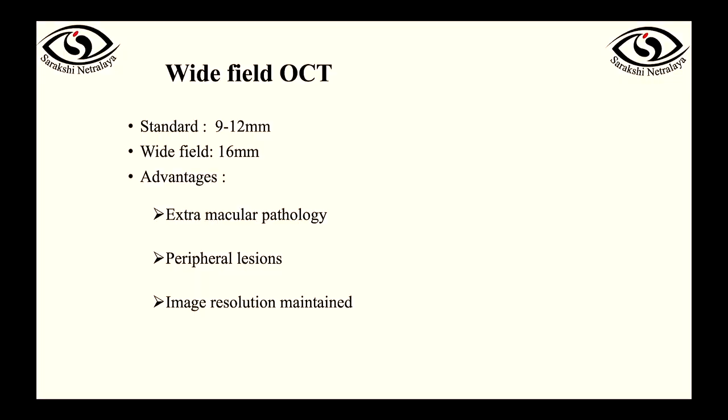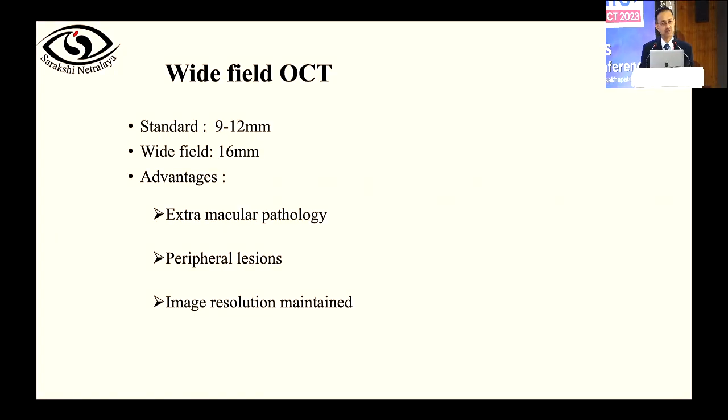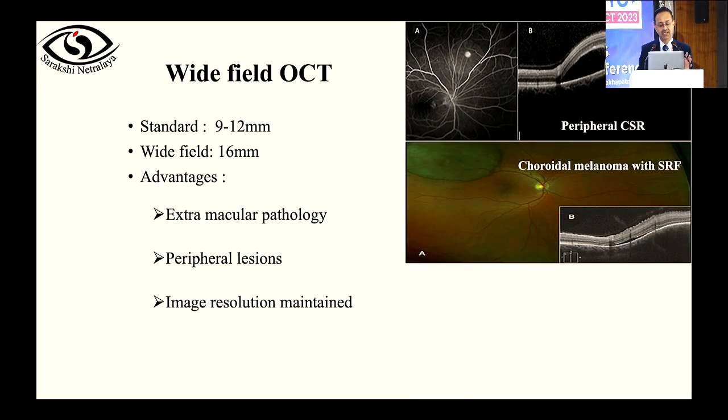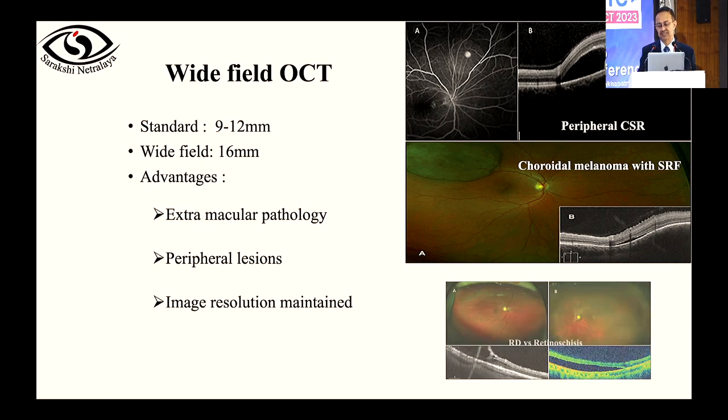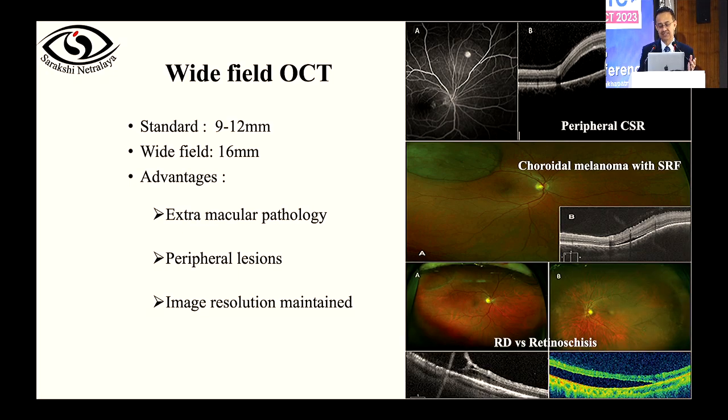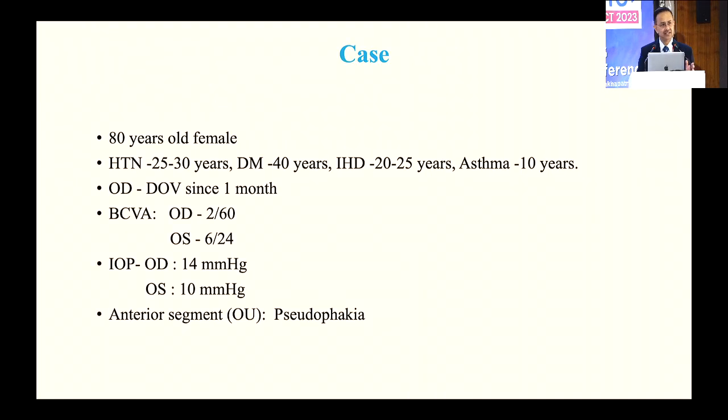Let's see, a standard OCT is about 9 to 12 millimeter. In a wide field, you get a width of about 16 millimeter slab. And so it can help you in picking up concomitantly existing pathology at two places. For example, you can see a peripheral CSR with a PED in a single view. This is an RD versus retinoschisis. I will just share some of the cases from my end.